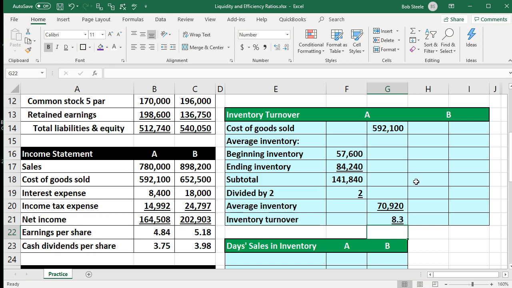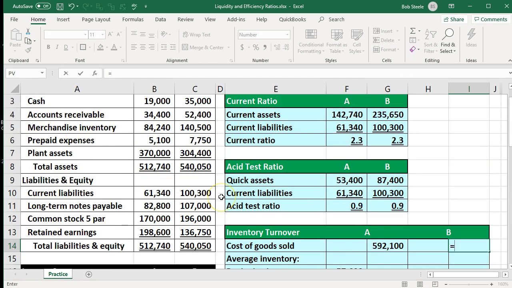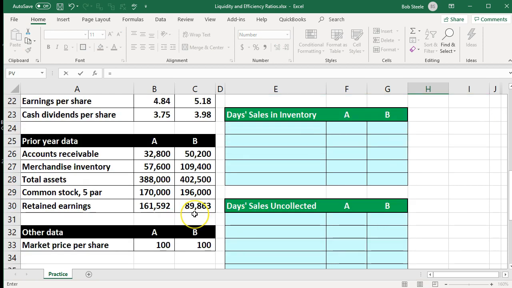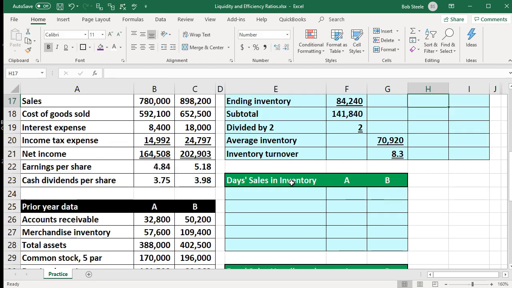Let's do the same thing for B over here. So for B, I'm going to start with the outer column. I'm going to pick up the cost of goods sold. This is going to be equal to, if we scroll down, the cost of goods sold, the 652,500. Then we want the beginning inventory. That's going to be in the prior year's financial statements, or in our case, in the other data down below. So the beginning inventory is the 109,400.